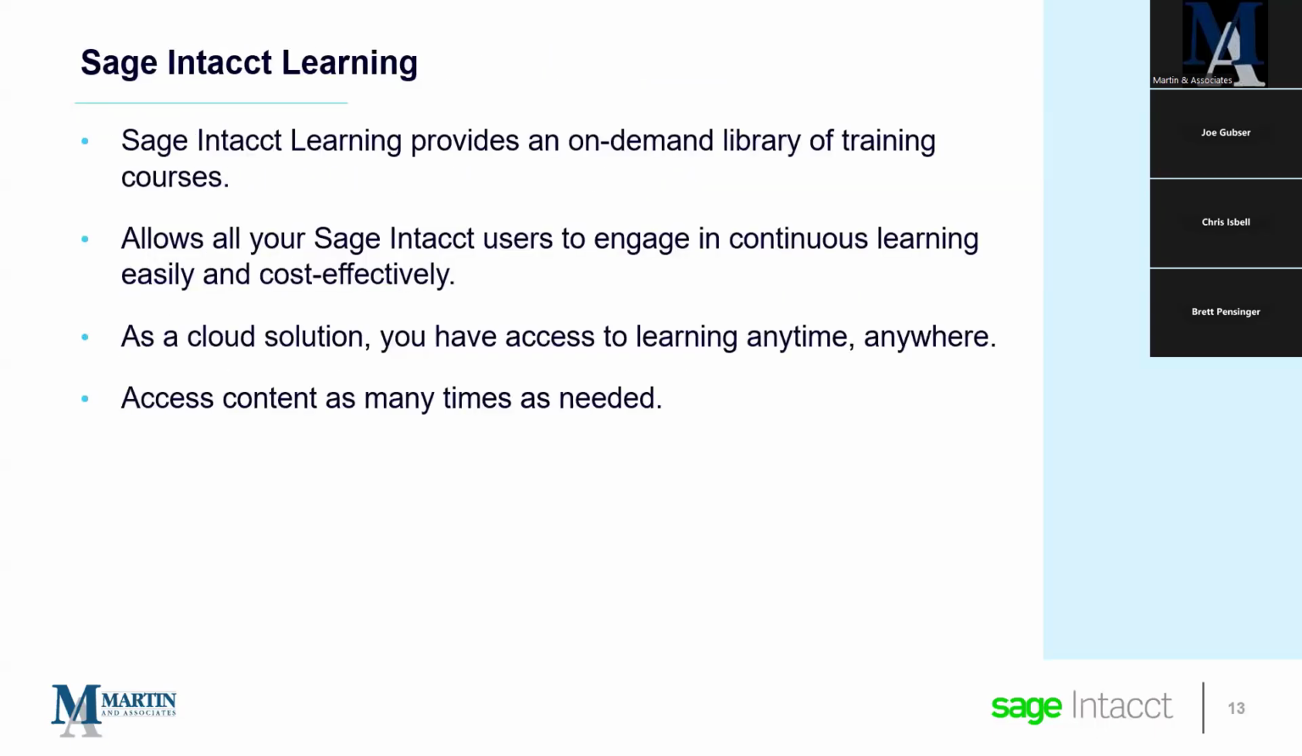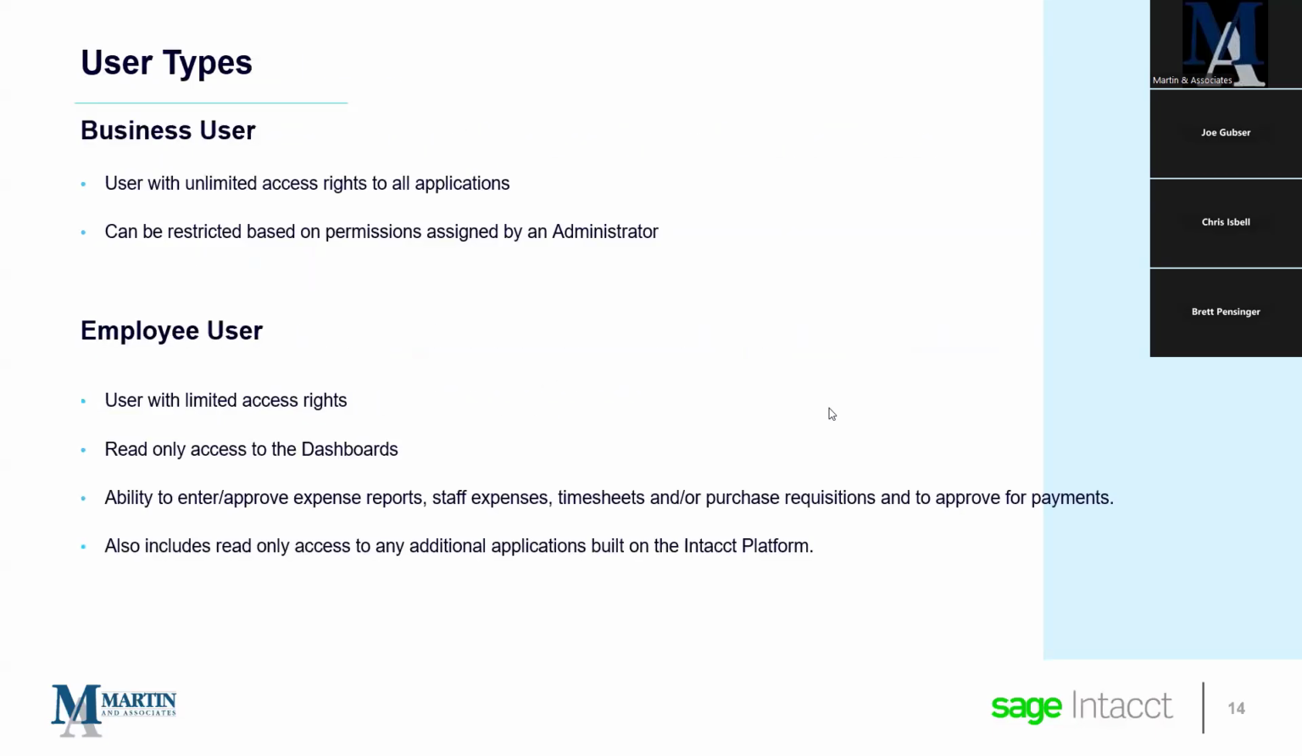Sage Intacct Learning. Sage provides an on-demand library of training courses. It allows your Intacct users to engage in training whenever they want to. So it helps to eliminate some training costs up front of going live on Intacct because there are really good courses that your end users can watch on their own while we're working on implementation to do some self-training. It's a cloud-based solution, so they can access it just like Intacct. They can access the training from anywhere at any time as long as they have an internet connection and a web browser. They can access the content as many times as needed as well to go through the classes or the sessions they want to look at.